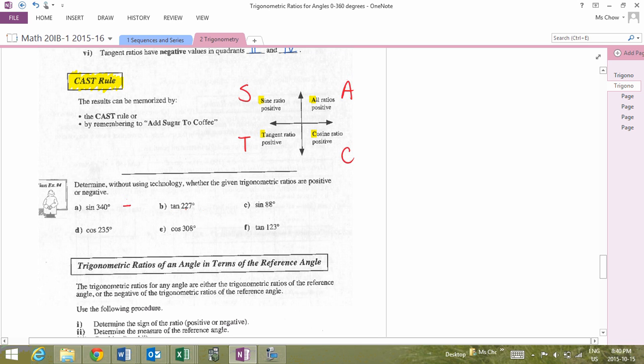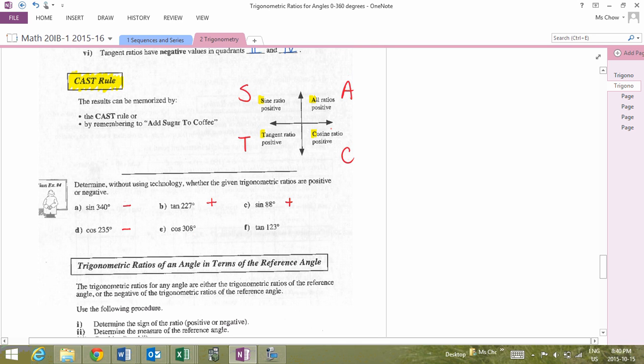If I go across to tangent, 227 degrees is right here in quadrant 3, and you can see tangent ratio is positive, therefore tan of 227 is positive. You can be checking these on your calculator as you go along. Sine of 88 degrees is in quadrant 1, so it doesn't matter if it's sine, cosine, or tangent of 88 degrees, they will all be positive. Cosine of 235 will be in which quadrant? We're talking about quadrant 3, and it's only tangent that's positive, therefore cosine will be negative.